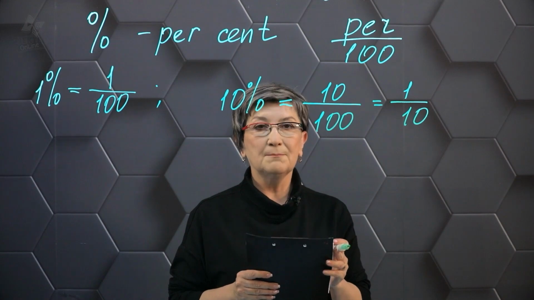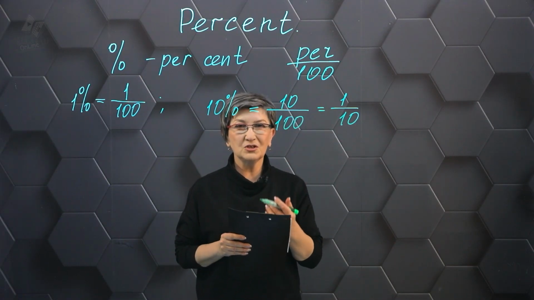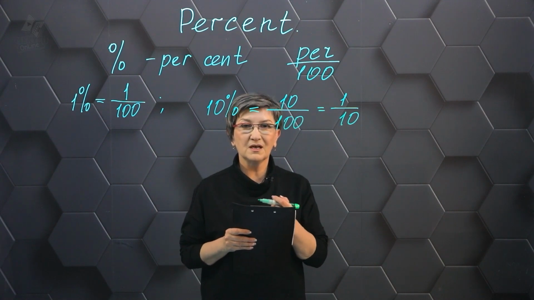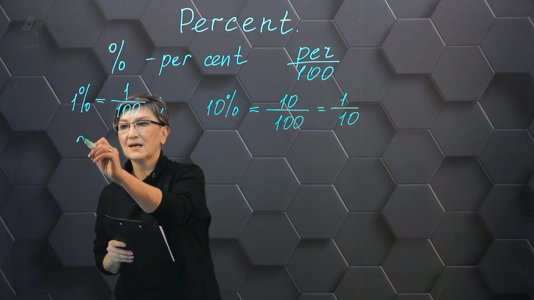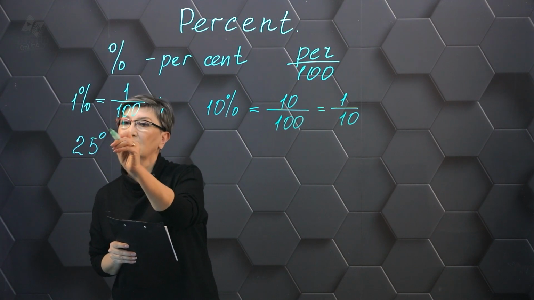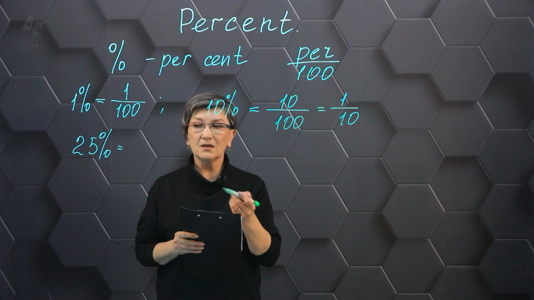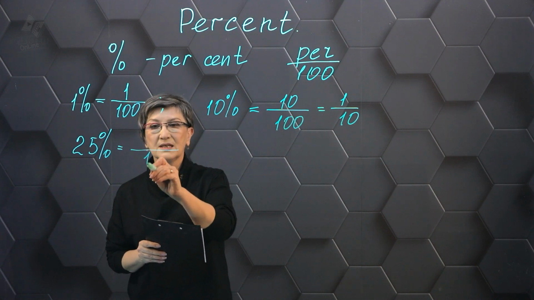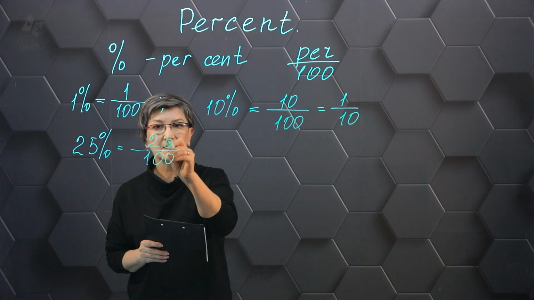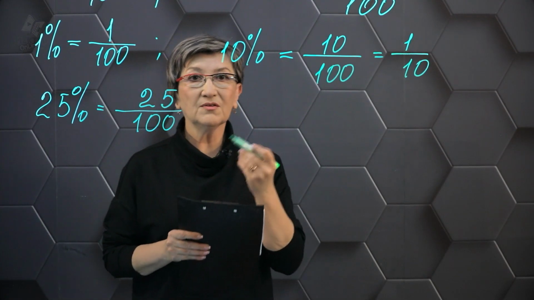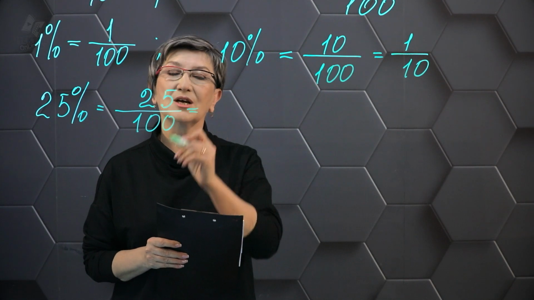Therefore, any percentage can be represented as an ordinary fraction using regular fractional notation. Now we're going to try it. If I write 25%, then to write it as a fraction, I'll write 100 in the denominator and 25 in the numerator, and I'll get 0.25. Reduce it by 25 to get 1/4. 25% is 1 in 4.